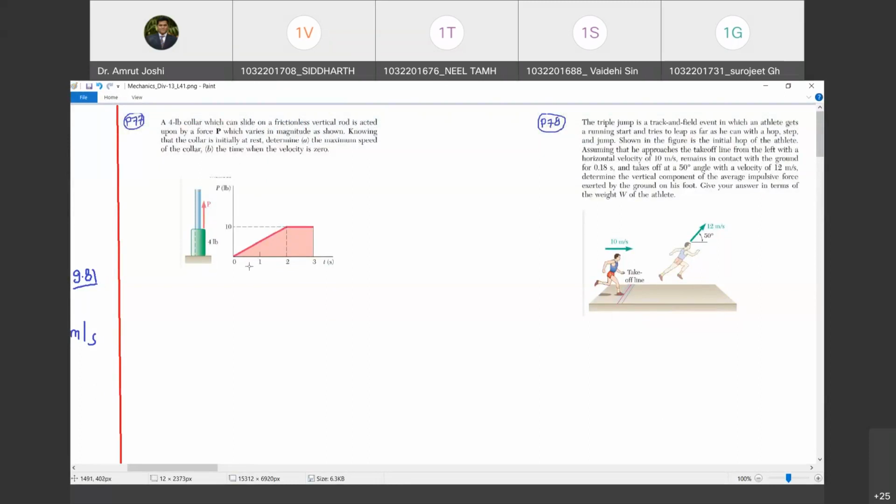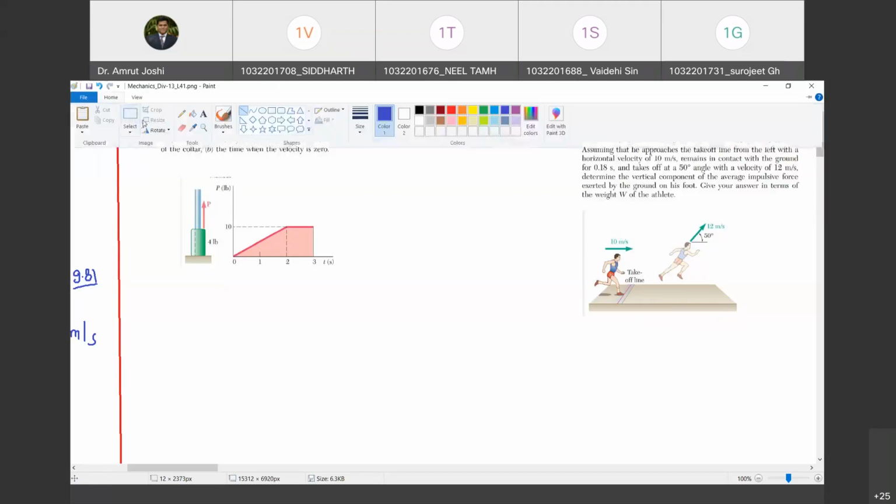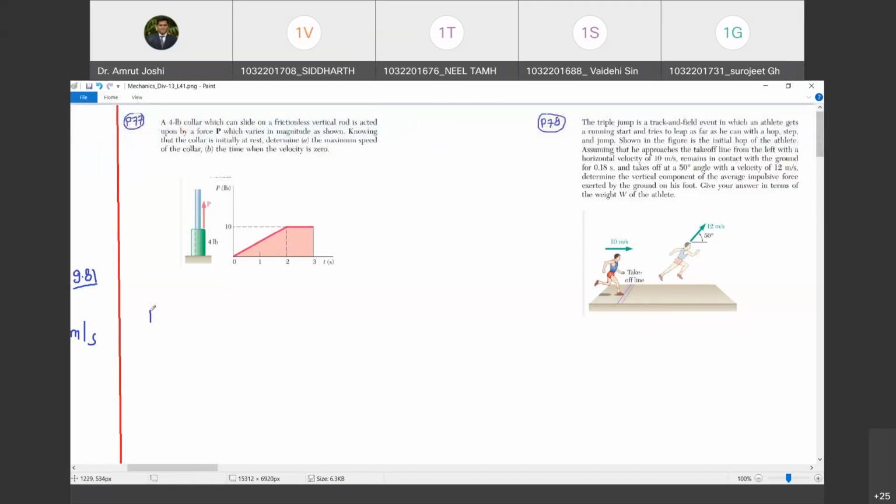So the magnitude is varying with reference to time. Do you agree with me? Yes. So now, as the collar slides on this bar, can I draw its free body diagram? I will draw the free body diagram of the sliding collar. Are you with me? So how does that diagram look?